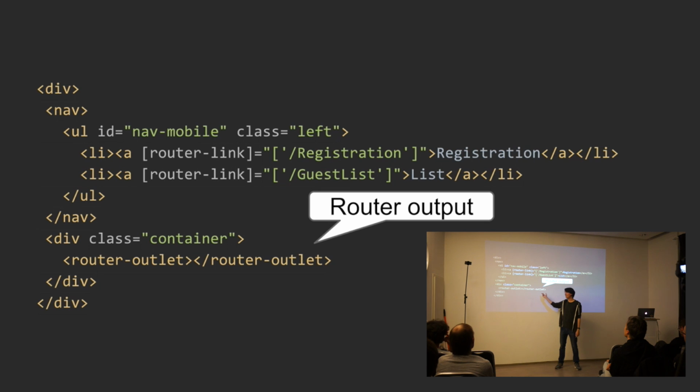So you have the router outlet. And this is when you're navigating. This is going to remain static. And when you go from one route to another one, it's going to end up in this location.